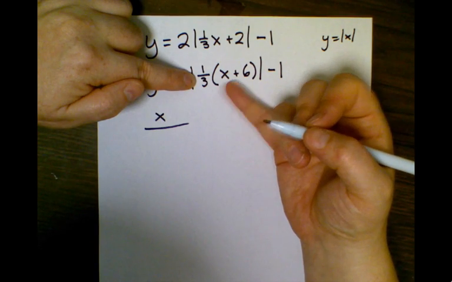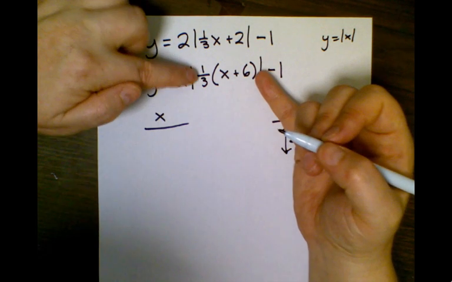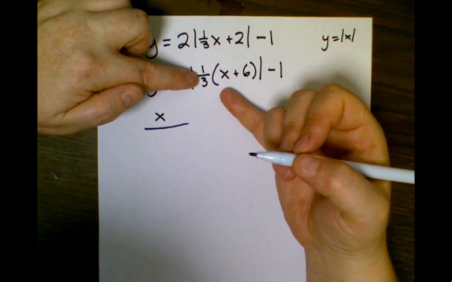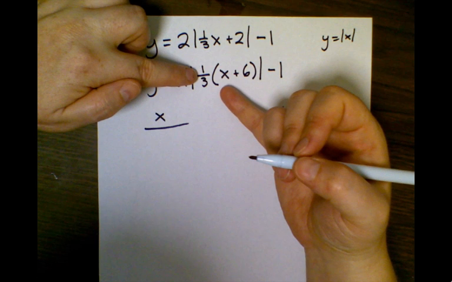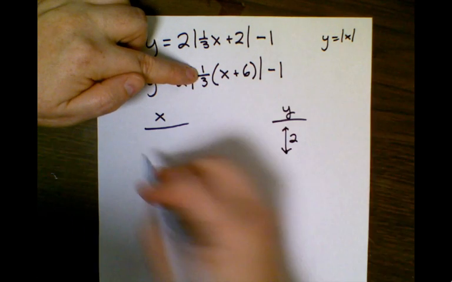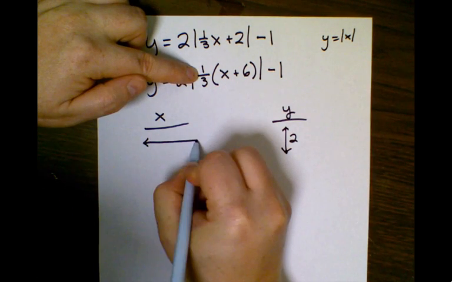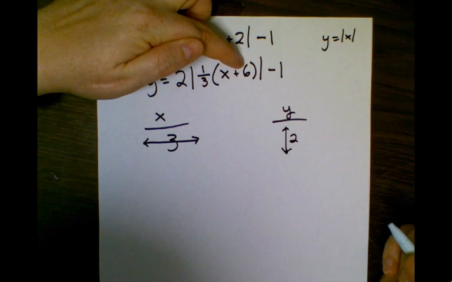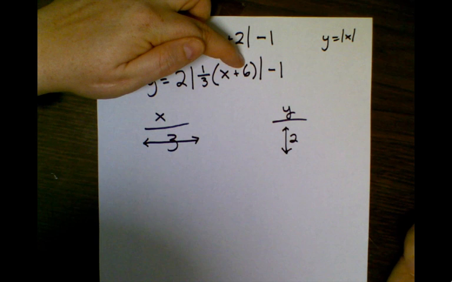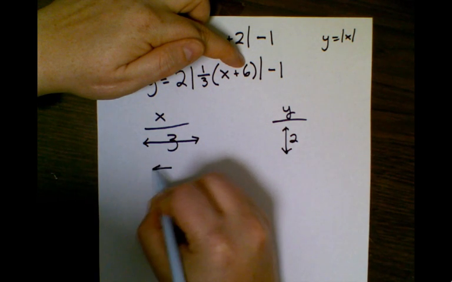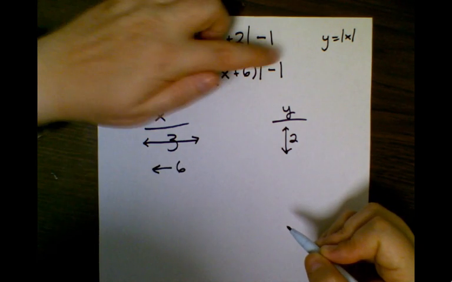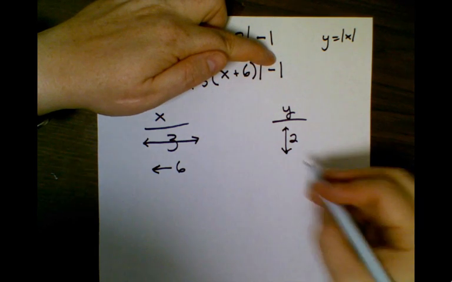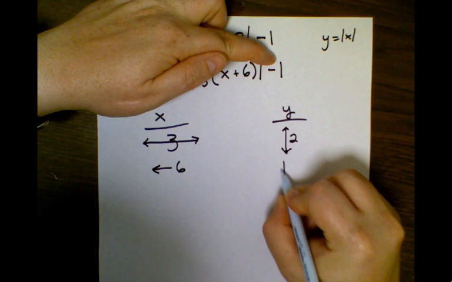This 1/3 belongs to x. It's on the inside of my absolute value bars. X is backwards, so instead of squashing this like it looks like it should, this is a stretch as well by 3. Then the 6 is also belonging to x, and it says go that way 6. This minus 1 is on the outside, so it belongs to y, so I'm going to go down 1.